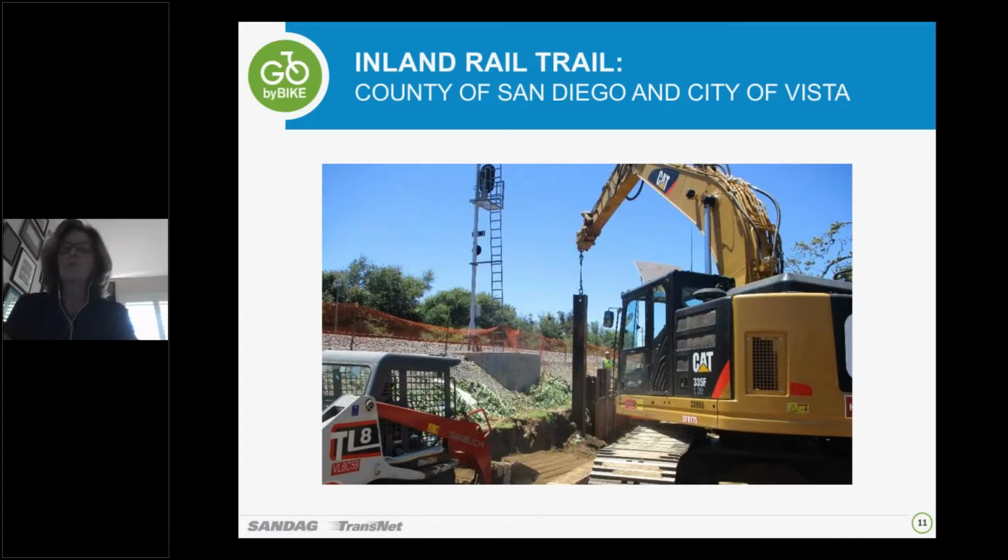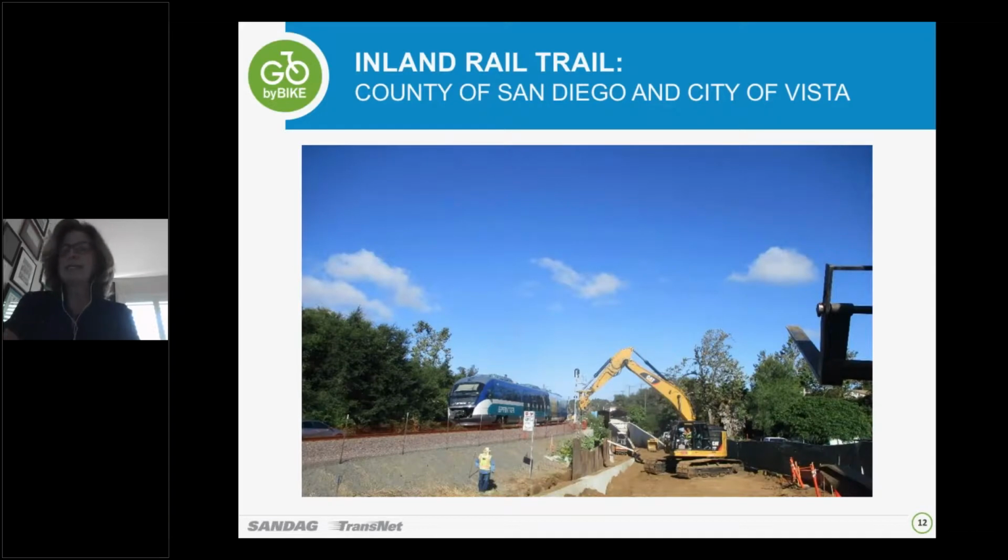For right now, we are building a couple of miles in the county of San Diego and the city of Vista. And you can see a construction photo there. Next slide. I like this next slide because you just can't get the point across more often than how challenging it is in close proximity to a working and live railroad. Rails to trails is fine, but working around live railroads does have a particular set of challenges and skills needed, and we see that in the Inland Rail Trail project. So you can see how close the Sprinter is there to our work crews.